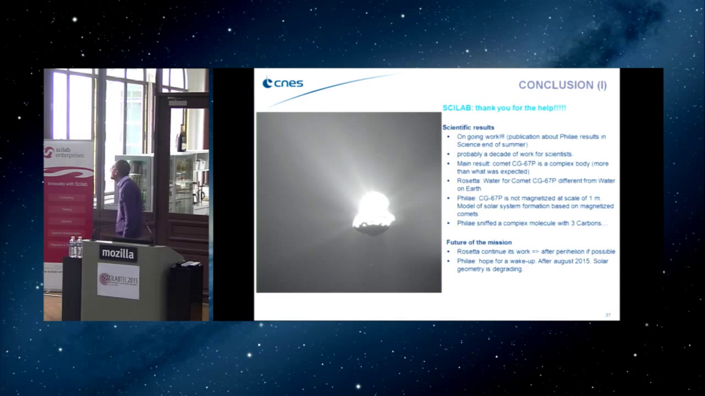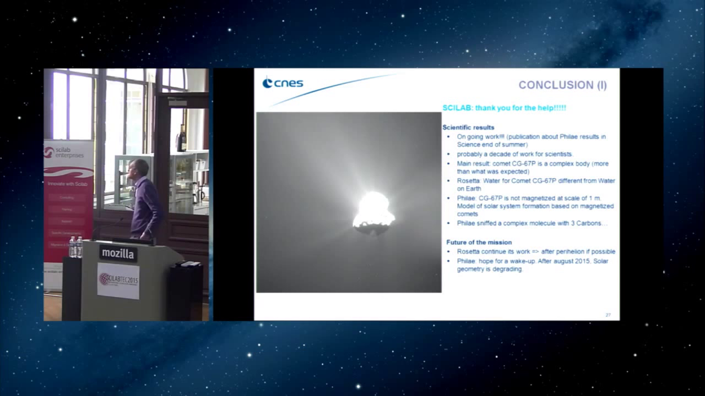Second result, that's a result shared between Rosetta and Philae. The comet is not magnetized. It's also a surprise because theorists making models of the solar system are using magnetized comets, because if they don't do it, they are not able to reproduce the formation of the solar system. So it will be, I think, a huge work to take this result into account.